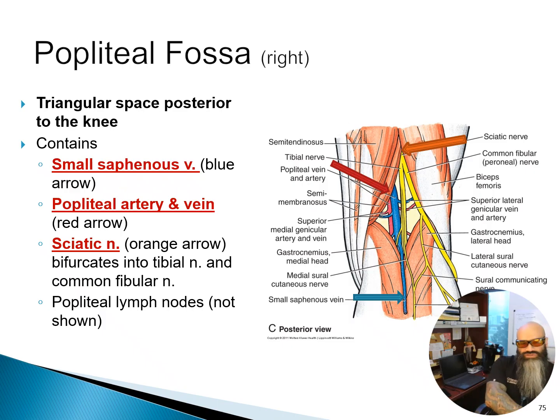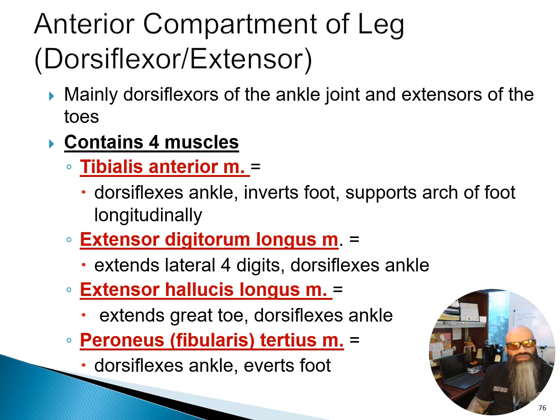Triangular space posterior of the knee, as I just mentioned. You just know that there is a vein, artery, and nerve in it, like we've always done, NAVEL. I'm not going to ask you specifically what's in there, but just know that it's there. Anterior compartment of the leg, this is your muscles that work extrinsically to dorsiflex the foot.